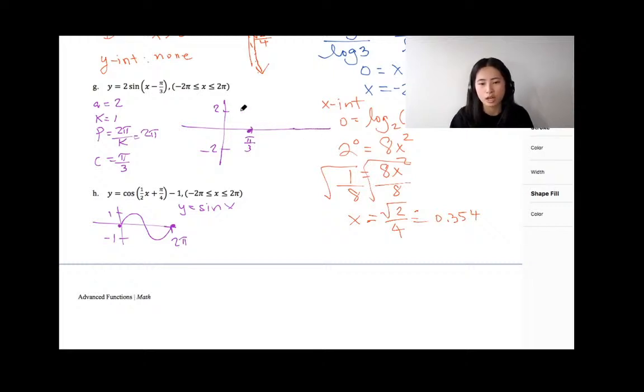Then we need to figure out what's the next period after pi over 3. So what I'd like you to do right now is make sure your calculator is in radians, not degrees, and then type in pi over 3 plus 2 pi. You're going to get 7 pi over 3, right? So we know that that's one period. Make sure it reaches 2. So one period is going to be 7 pi over 3.